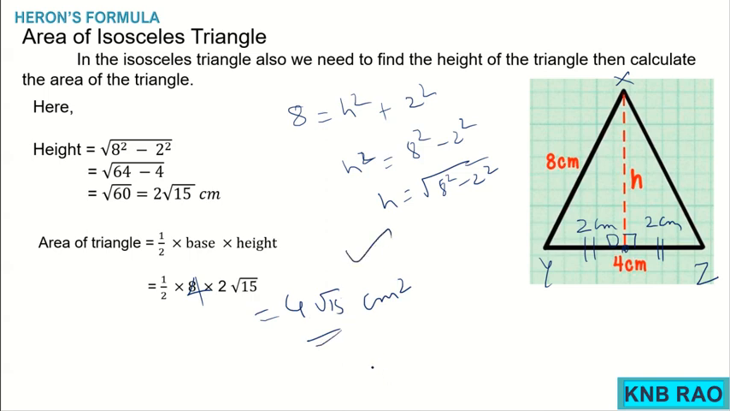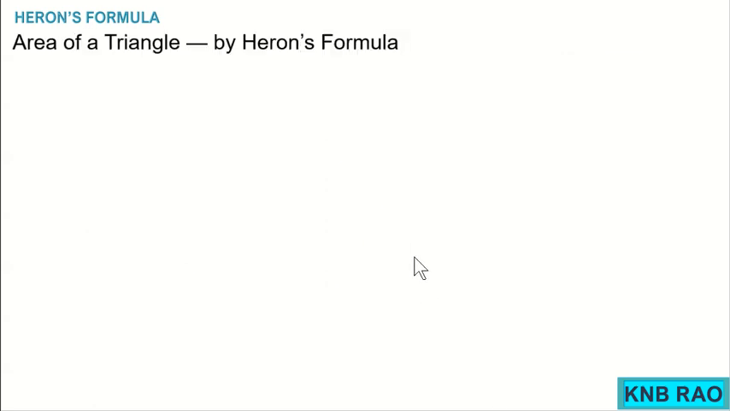Okay. Next, we are going for finding the area of a scalene triangle. Remember, children, what is a scalene triangle? A triangle in which no two sides are equal, that means all three sides are different. So, how to find the area of a scalene triangle when the height is not given? There the Heron's formula comes.